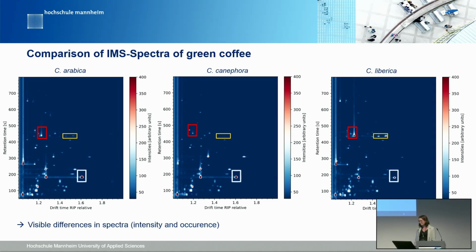And what you can see firsthand is that the green coffee has significantly fewer signals in the IMS spectra, but still we can see differences in peak occurrence and intensity. So the red and the blue box show the differences in intensity, and here this yellow box, which has those 2 peaks that we also saw in the roast coffee, is only visible in the green coffee for Arabica and Liberica, but not for the Canephora.